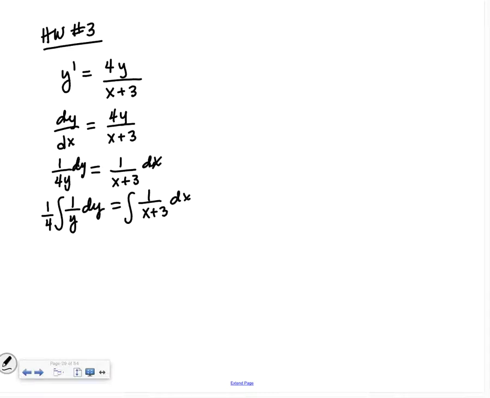And it makes it a little bit nicer. You do get the same answer in the end. It's just more a roundabout way. All right, so here we go. So as I integrate, I get 1 over 4. I'm going to have the natural log of the absolute value of y.